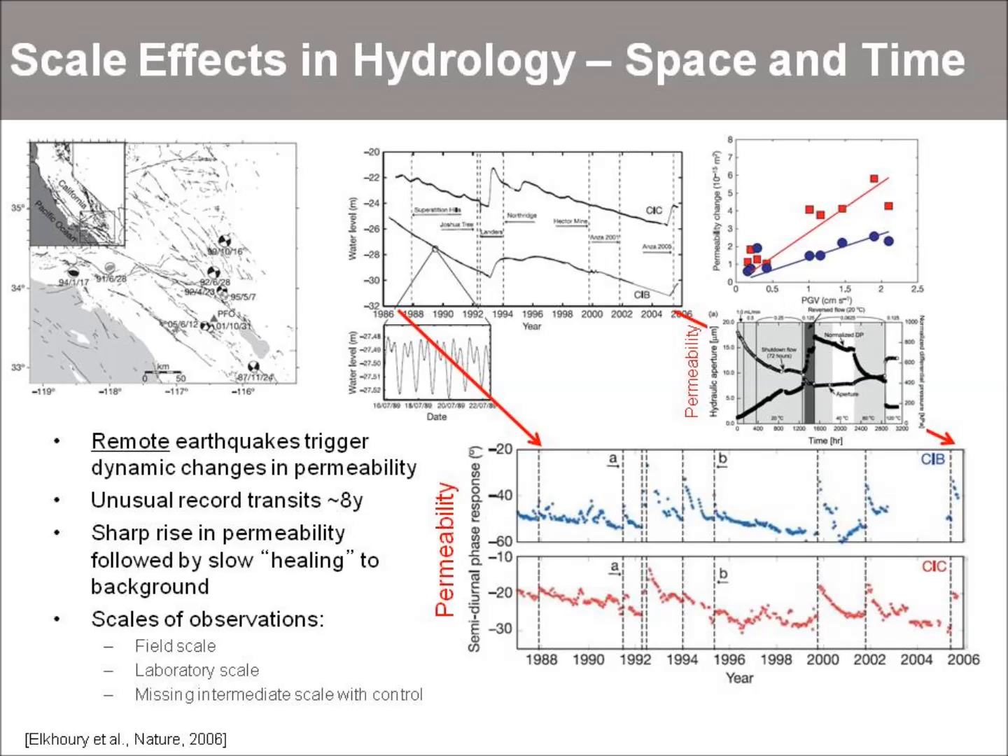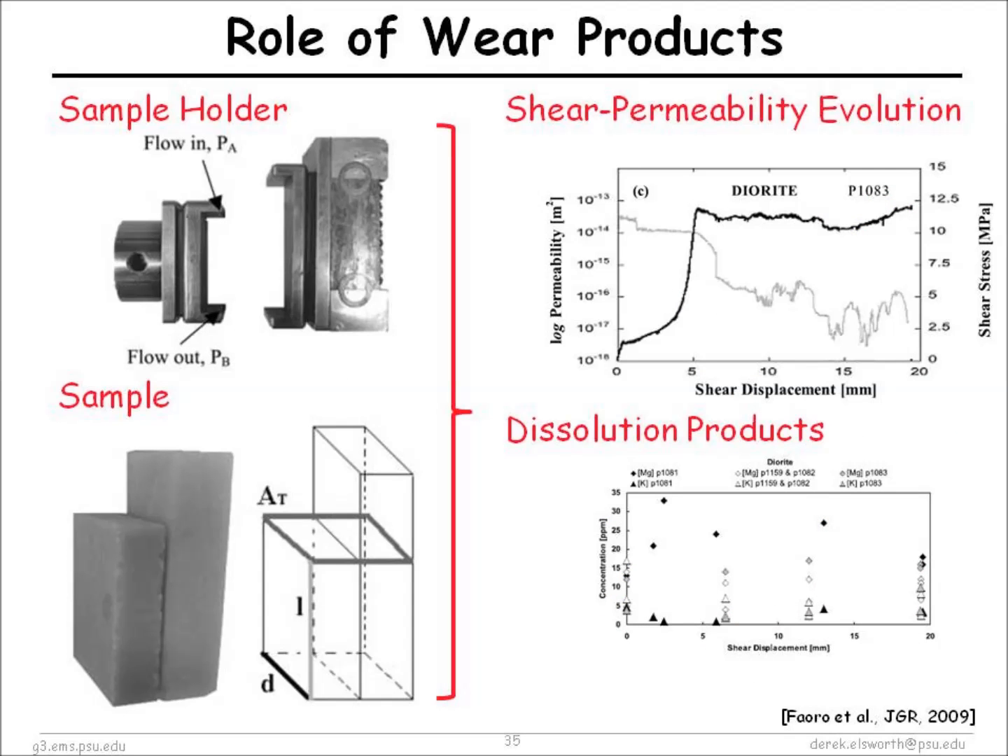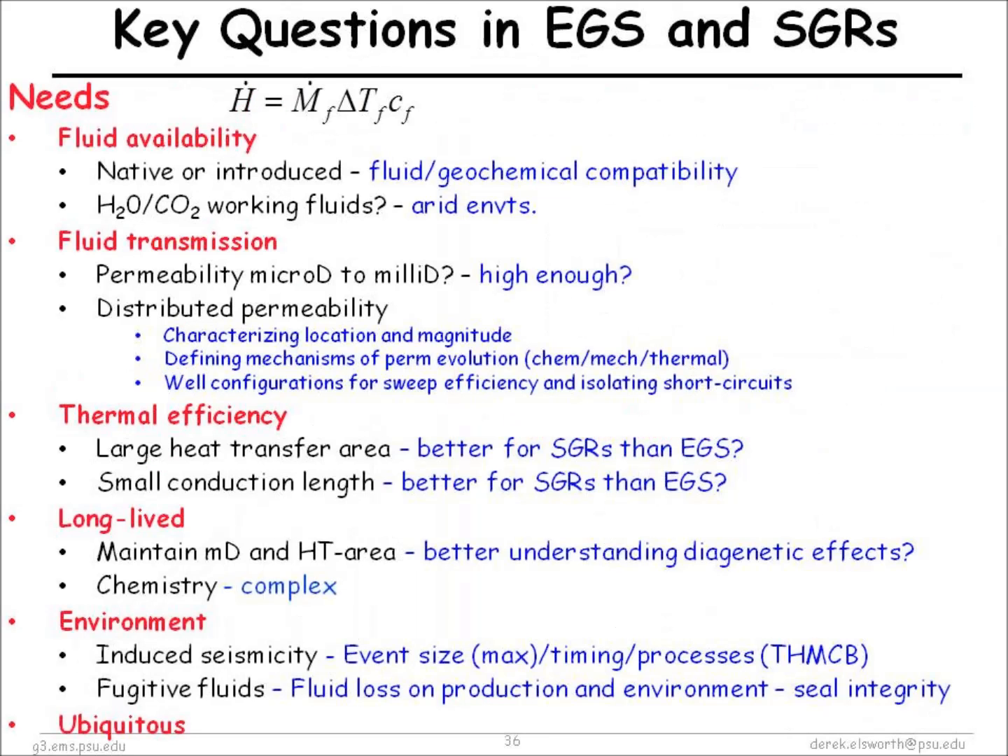Induced seismicity has some influence on permeability, as we know from work on teleseismic events. Slip on fractures doesn't always give you increases in permeability. Sometimes it creates wear products, which kill permeability, which also is relevant to our work on reservoirs.